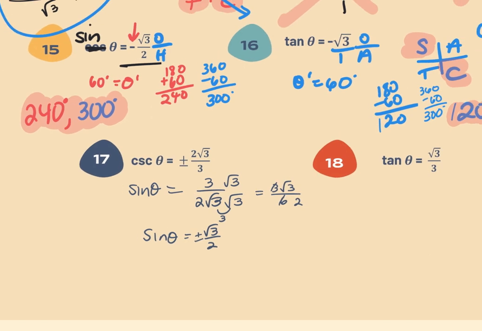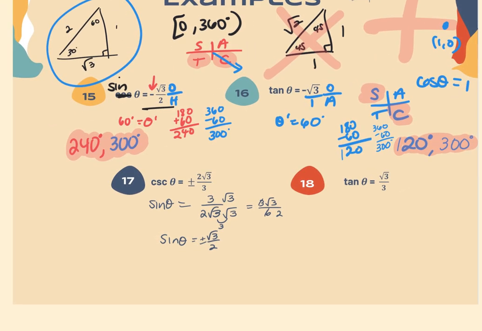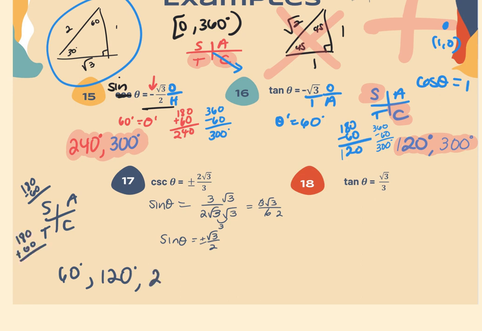So where is sine root 3 over 2? What angle's opposite root 3? 60 degrees again. So I do 1 time for 60 degrees in the first quadrant because it's all 4 if it's plus and minus. I would do 180 minus 60 for the second quadrant. That's 120. I would do 180 plus 60 in the third quadrant. That's 240. And I would do 360 minus 60 in the fourth quadrant. And that's 300.